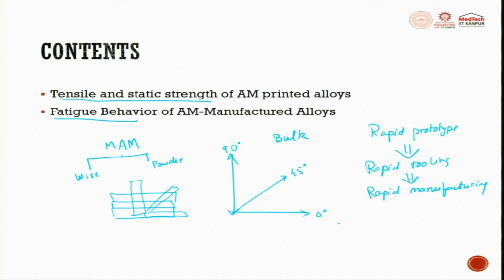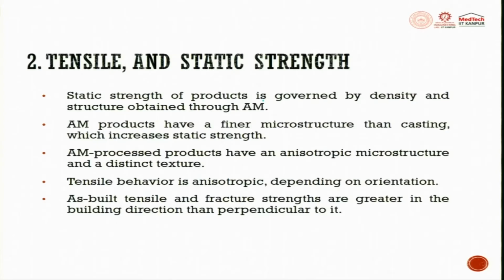So, tensile and static strength. Tensile strength of products is governed by density and structure. This density is the filling density, so it is governed by filling density and the structure we use. Additive manufacturing products have a finer microstructure than casting, which we saw. Why? Because there is a temperature gradient with respect to time, which increases the static strength.